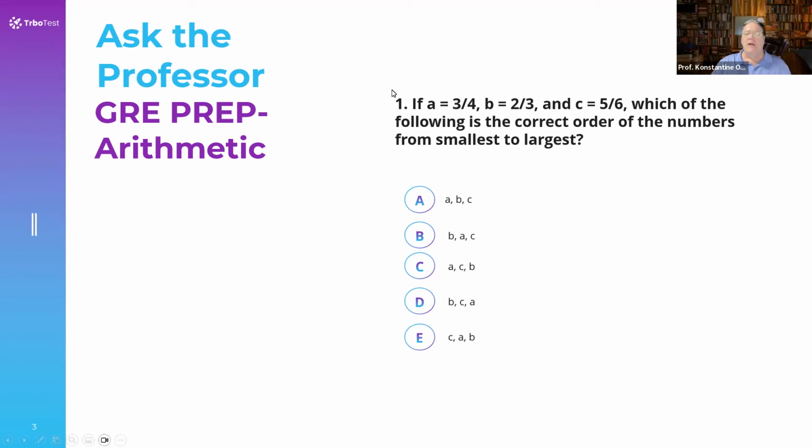As we know, when we're trying to add or subtract fractions or determine the size of fractions, it's easier if we have a common denominator. The bottom number is the same. And so what we need to do for this question is convert these into a common denominator.